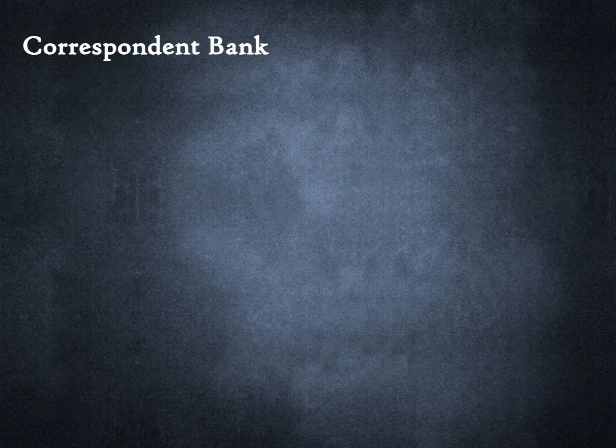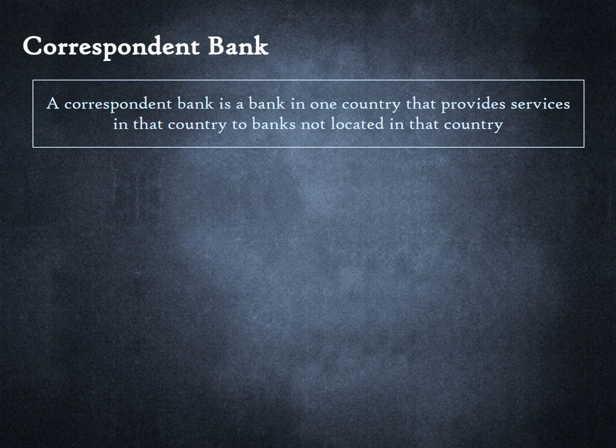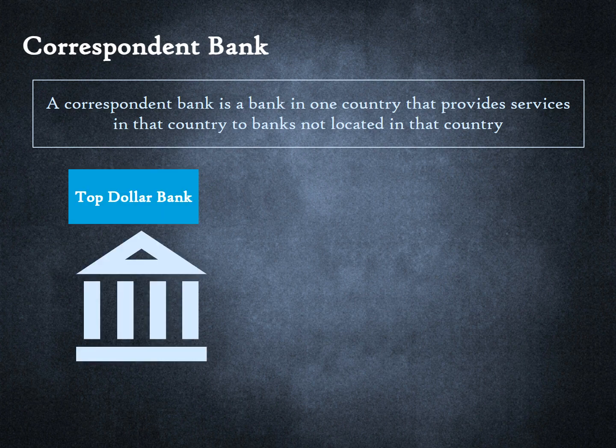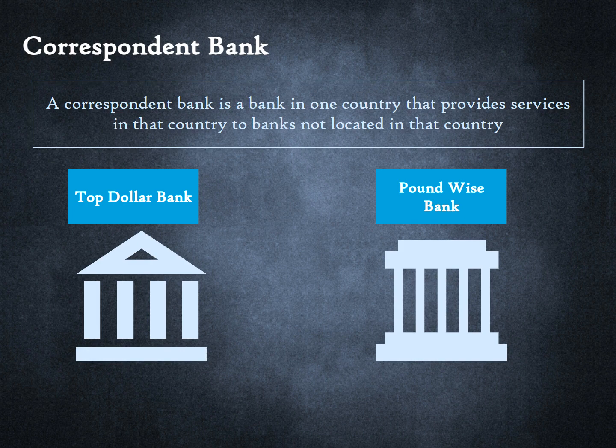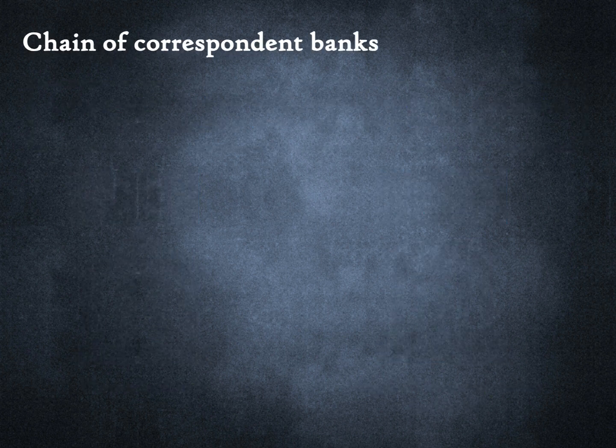A correspondent bank is a bank in one country that provides services in that country to banks not operating in that country. Poundwise Bank is Top Dollar's correspondent bank in the UK. Top Dollar Bank is the respondent bank. Globally, there are thousands of banks. Unlike other payment rails, where banks are interacting with a network operator, in correspondent banking, the relationships are bilateral. It would be impossible for all banks to maintain correspondent relationships with everyone else.